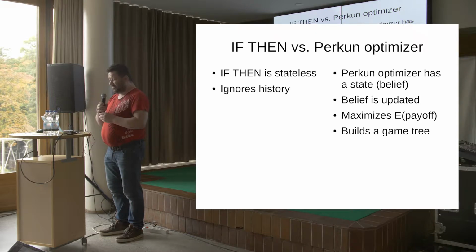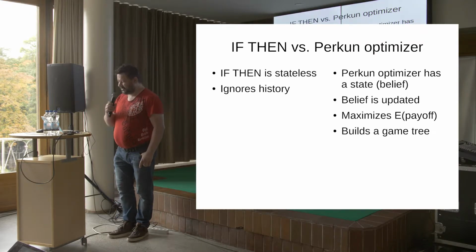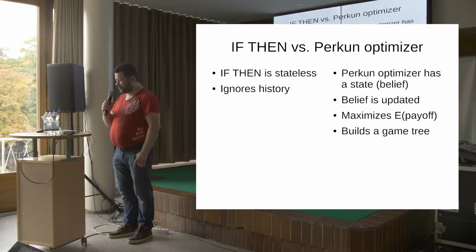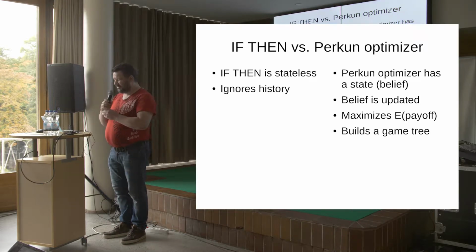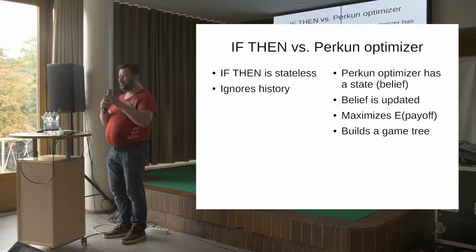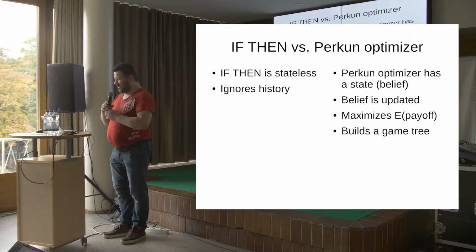A Perkun optimizer is like from object-oriented programming. It has a state. It is an attribute called belief, and this belief is updated repeatedly. I will show you an example of a belief. I have a slide for that. And there's also a certain rationale behind Perkun: it attempts to maximize the so-called payoff function, the expected value of a payoff function. Payoff is something that defines how good your input is. I have a slide for payoffs also.